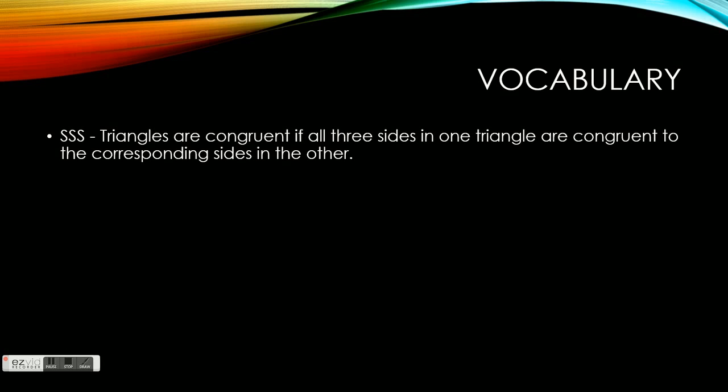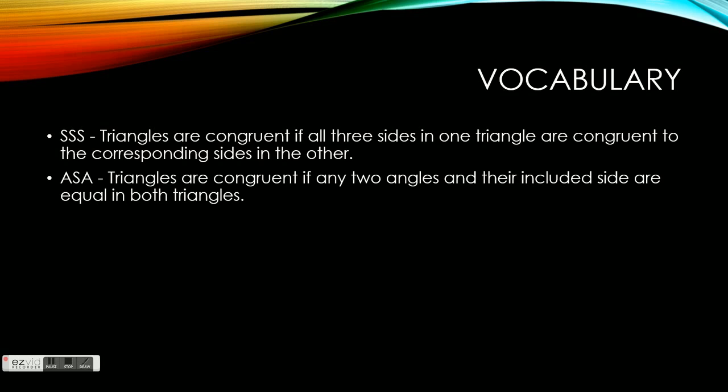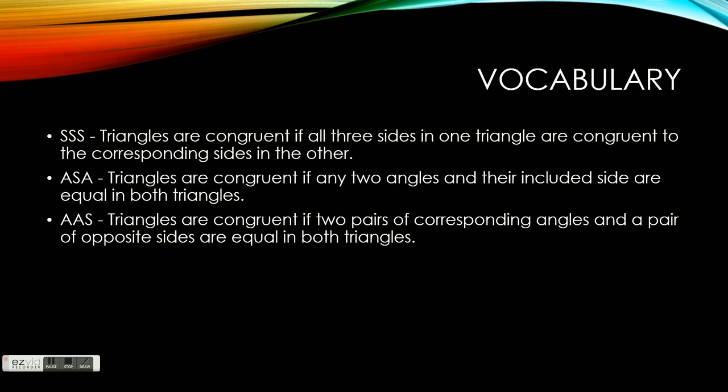Vocabulary. Side, side, side: triangles are congruent if all three sides in one triangle are congruent to the corresponding sides in the other. Angle, side, angle: triangles are congruent if any two angles and their included side are equal in both triangles. Angle, angle, side: triangles are congruent if pairs of corresponding angles and a pair of opposite sides are equal in both triangles.